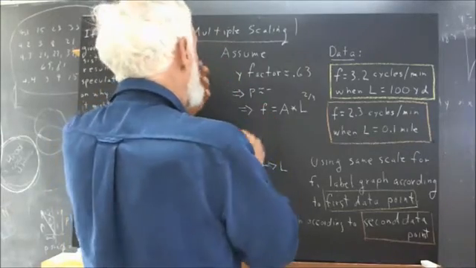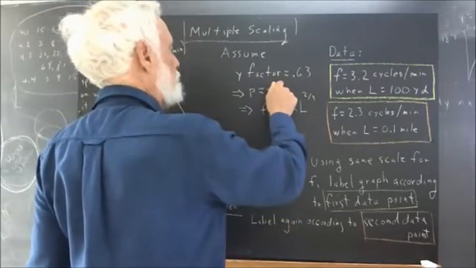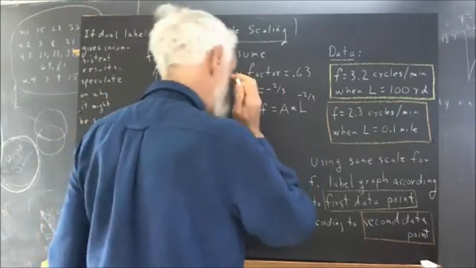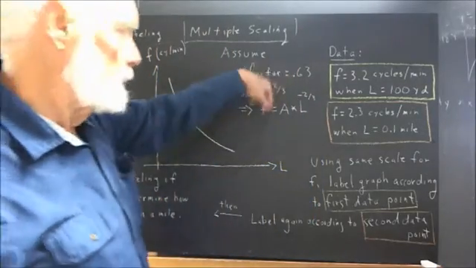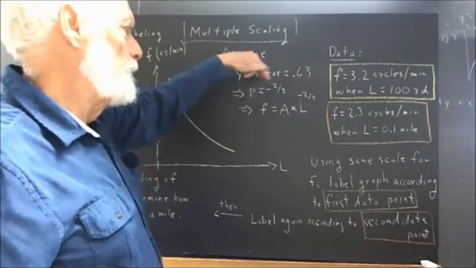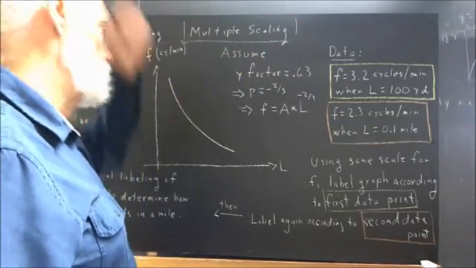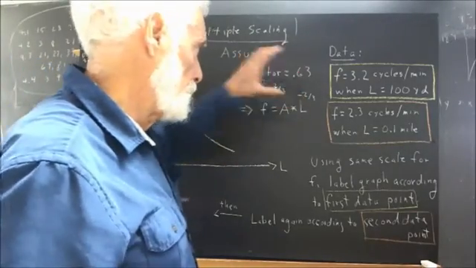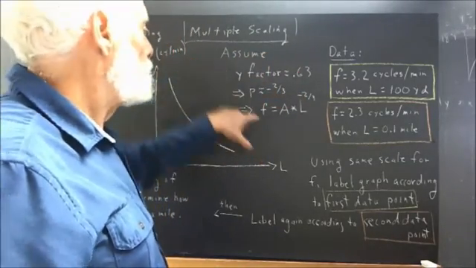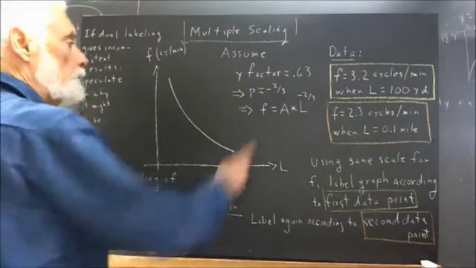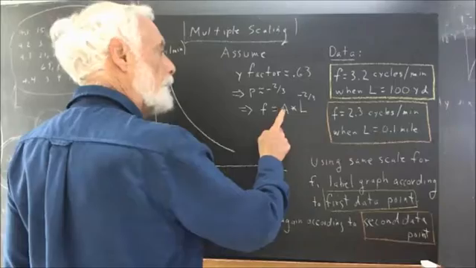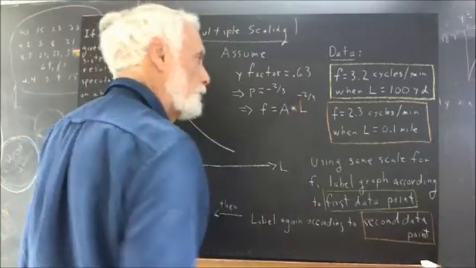So the power then, I'm going to say, is going to be about negative 2/3. Okay, and I'm pretty sure that's right. That 0.63 gives us a power pretty close to negative 2/3. Won't guarantee that, but I think that's about it. Okay, so here's our function. Our function for frequency versus length is F equals some number A times L to the negative 2/3.